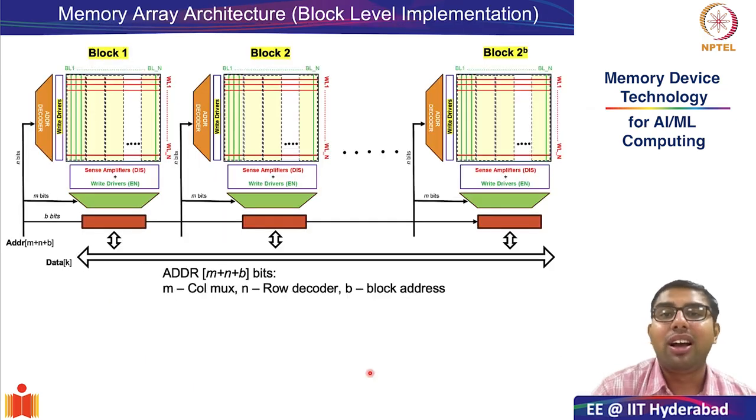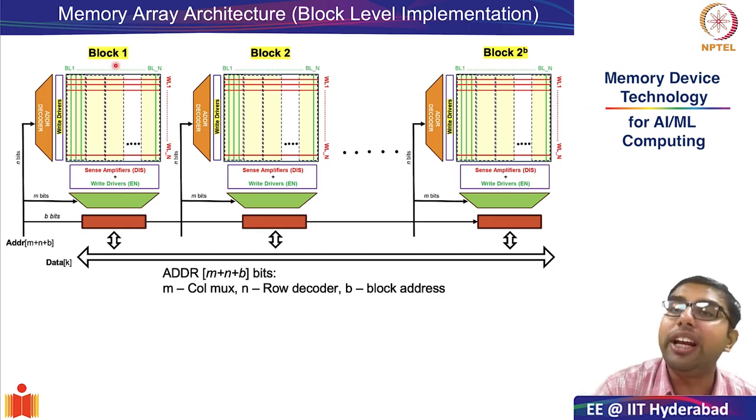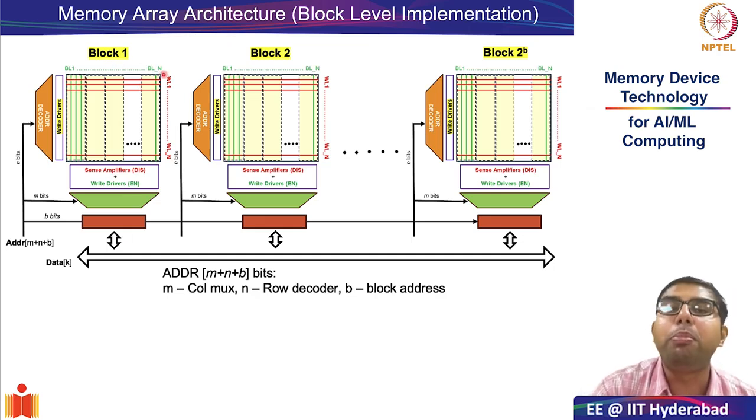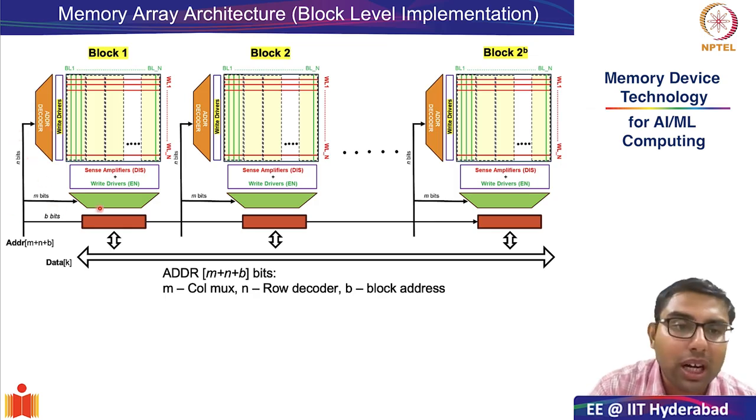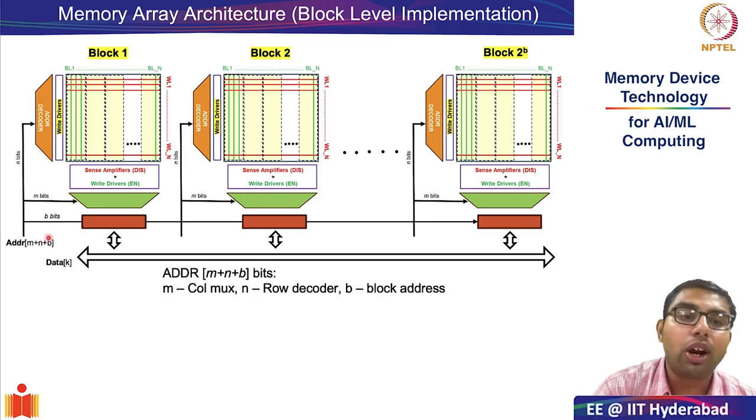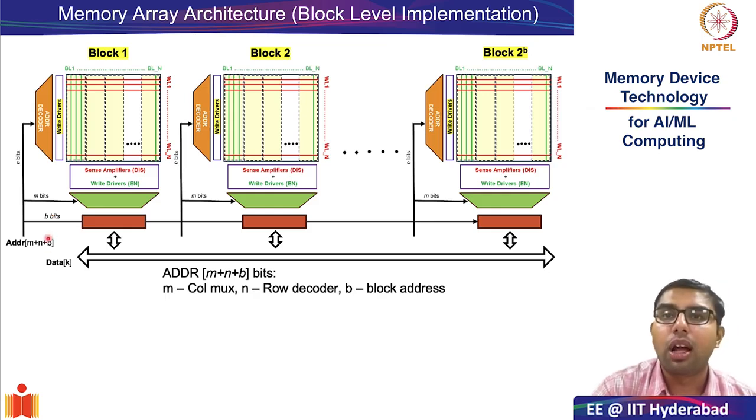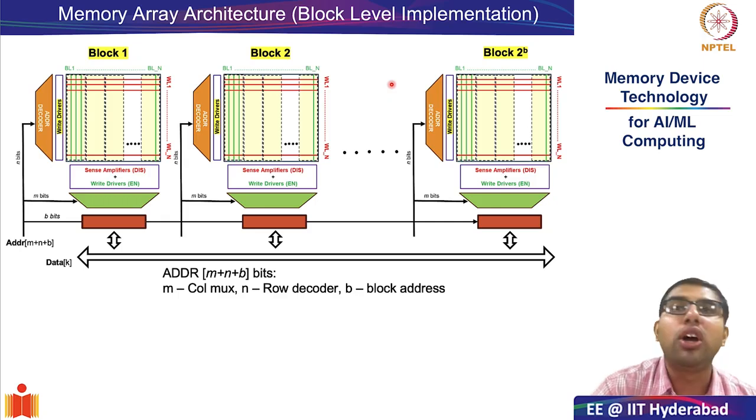A more generic representation of this example is the so-called block level implementation. In block level implementation, what we essentially do is replicate one optimized block several times. In addition to having the address bits as m and n, where n goes to the address decoder and m goes to the column mux, we have b bits assigned to the block address. If b bits are assigned to the block address, we can understand that the total number of blocks that can be implemented is 2 to the power of b.